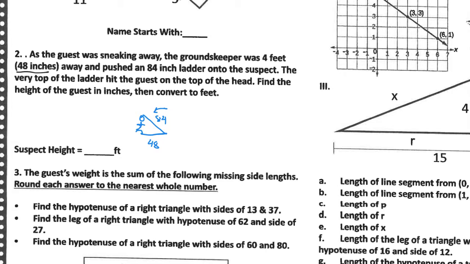So you can find it in inches using the 48 and the 84. This is a right triangle, right? So use your Pythagorean theorem to find the height of this triangle, and then just divide it by 12 to get the feet.